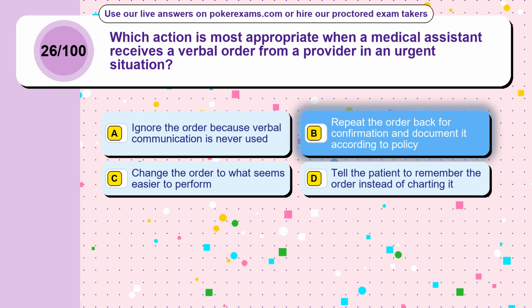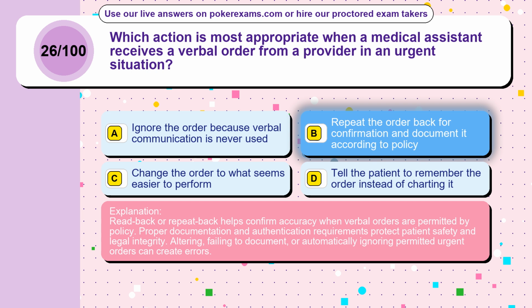The correct answer is option B. Repeat the order back for confirmation and document it according to policy. Read back or repeat back helps confirm accuracy when verbal orders are permitted by policy. Proper documentation and authentication requirements protect patient safety and legal integrity. Altering, failing to document, or automatically ignoring permitted urgent orders can create errors.